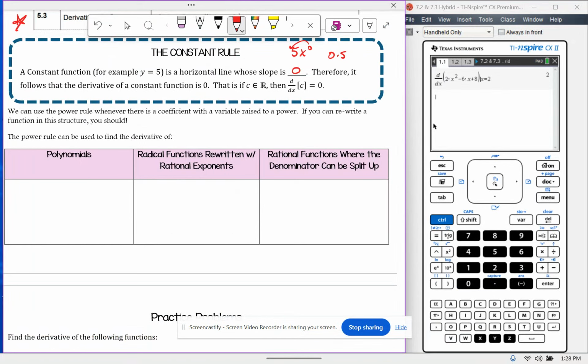So there are 3 major structures that we use the power rule for. Polynomials, so a very classic example would be calculate the derivative of, and then you have something that looks like this. 6x to the 5th plus 9x squared plus 8 over x.